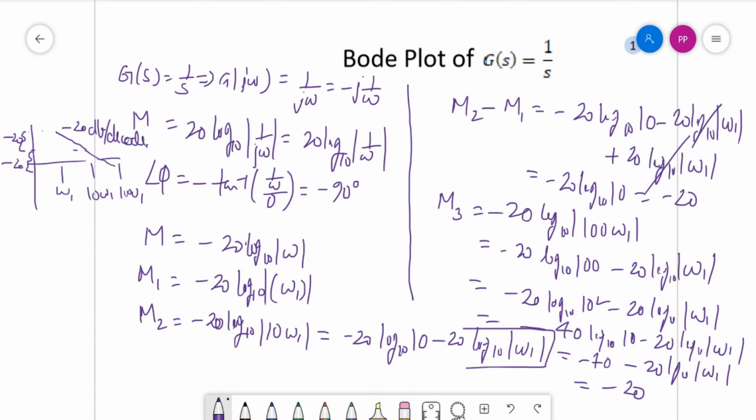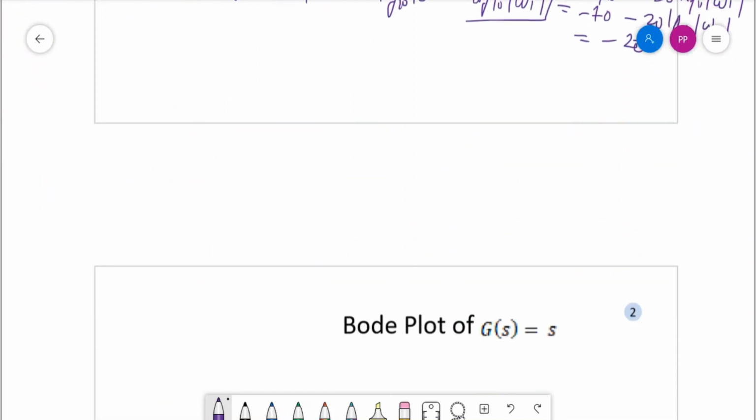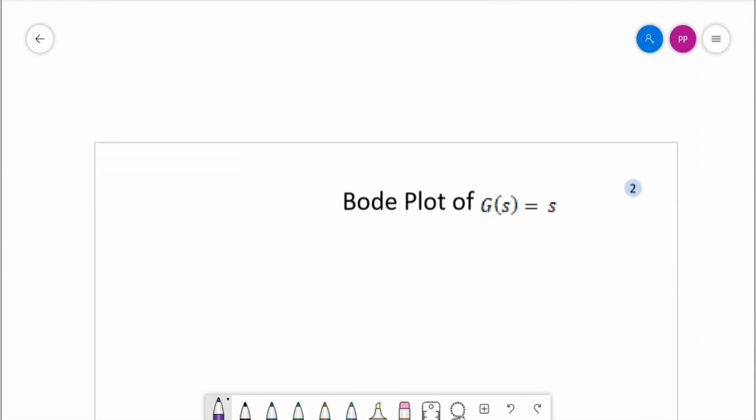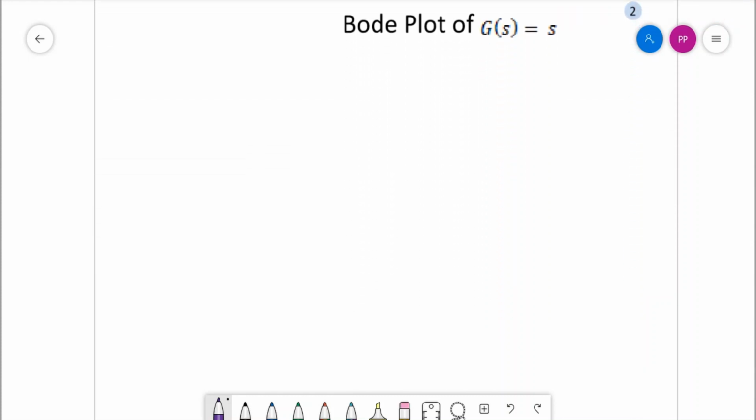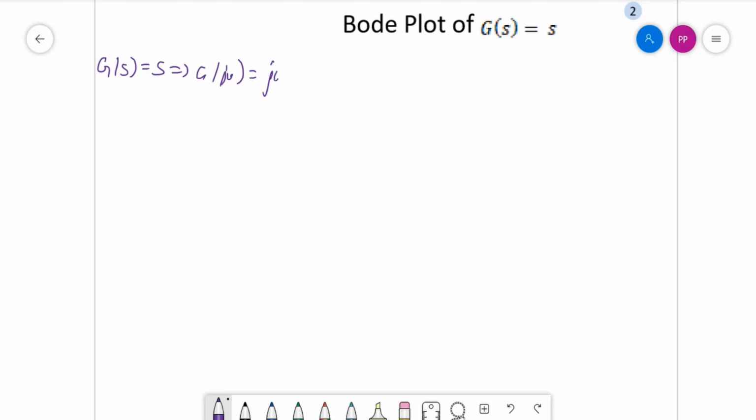So similarly, you can go and find for a zero at the origin. So let us see how a zero at the origin can be worked out. We can write G(s) equal to s, which implies that G(jω) equals jω.